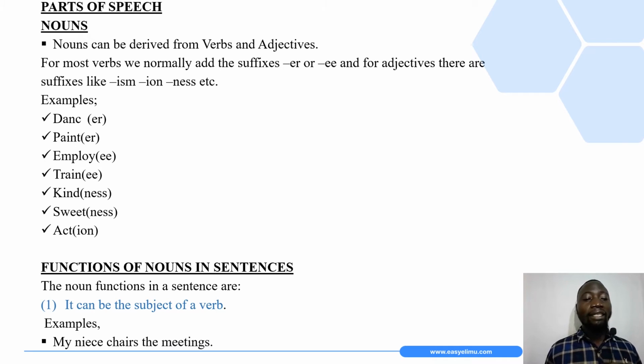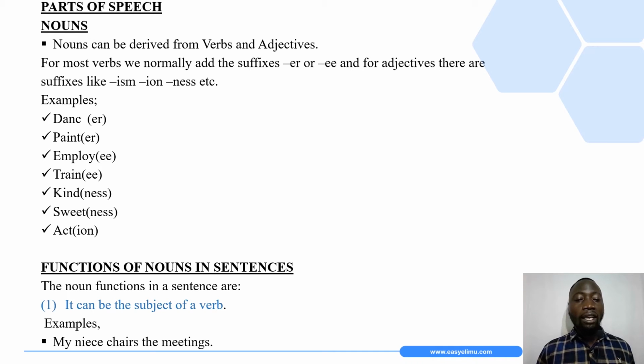So we can also add certain endings to adjectives to form nouns. We have the adjective kind. If we add the suffix ness to the adjective kind, we will have kindness, that is now a noun. And again, if we add the suffix ness to sweet, we will form a new word that will now be a noun, and that is sweetness.